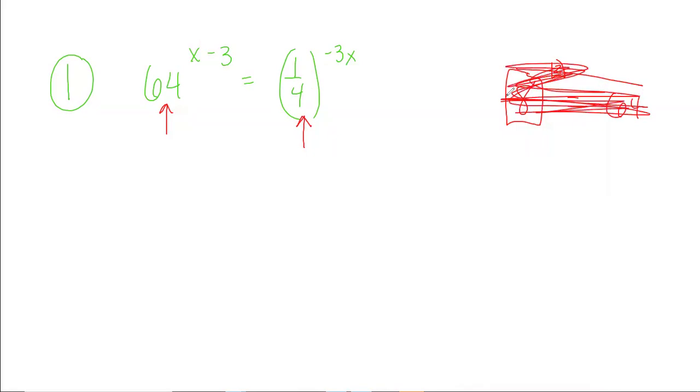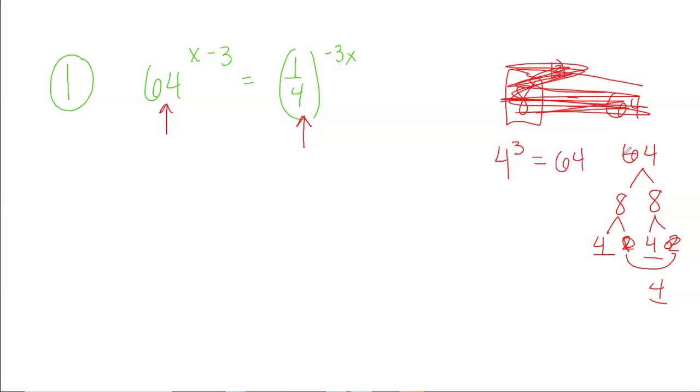What else comes to our mind with 64? And we can even do a little factor tree if you need to. 64 is 8 times 8, and then 8 is 4 times 2, 4 times 2, and then these 2's can get together. 2 times 2 can be 4. So 1, 2, 3, 4s. So 4 cubed is 64. Now we're in business because we can get 1/4 into a base of 4.